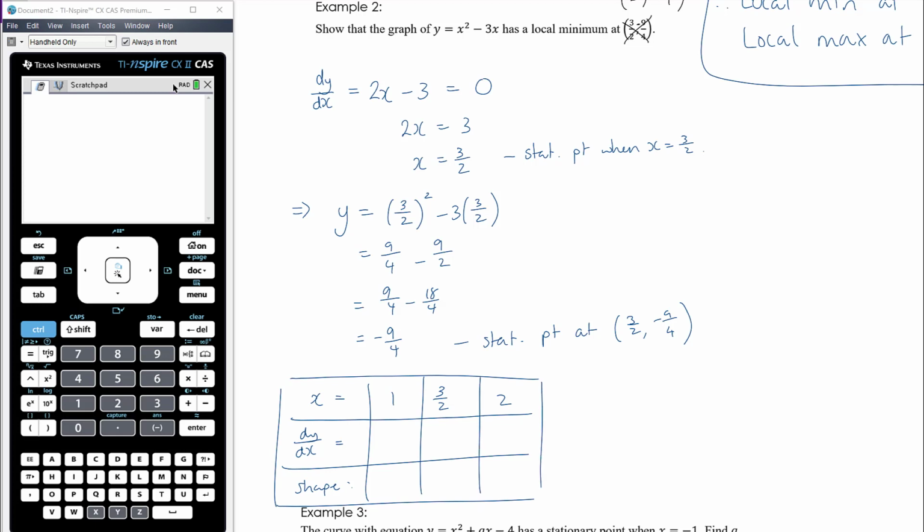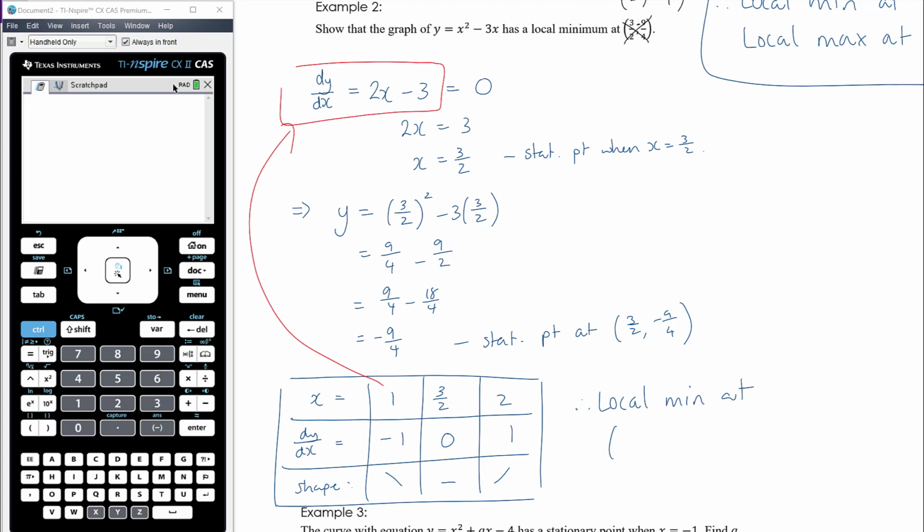Okay, we know at x equals 3/2 the gradient is 0. That means we've got the stationary point there. Here's our derivative up here. So we're subbing x equals 1 into the derivative. When x equals 1, we get 2 minus 3, so we get negative 1. When x equals 2, we get 4 minus 3, so we get positive 1. So we get negative gradient and then positive gradient. So at this point, what we've shown is we have a local minimum at the point 3/2, negative 9/4.